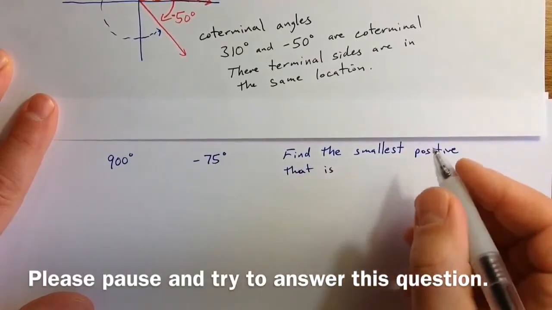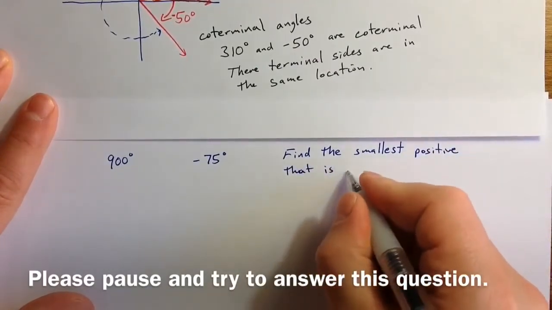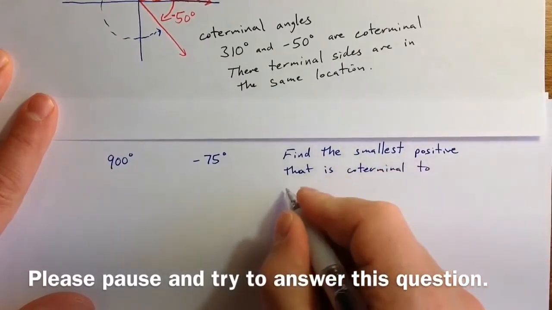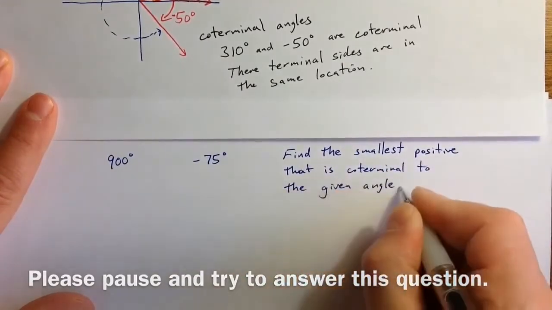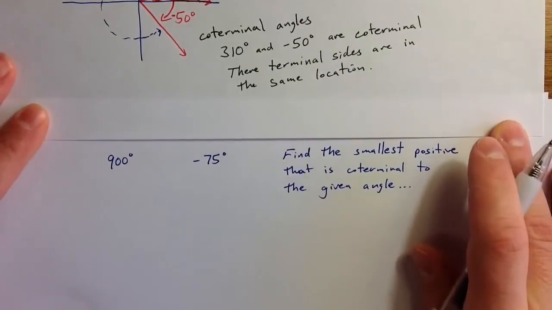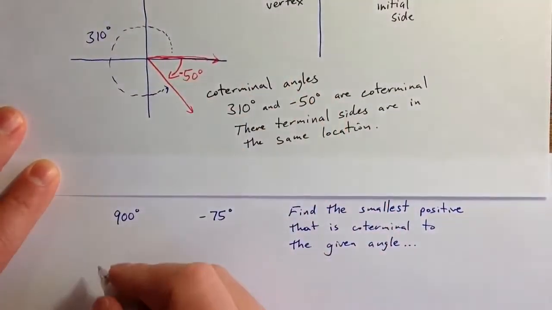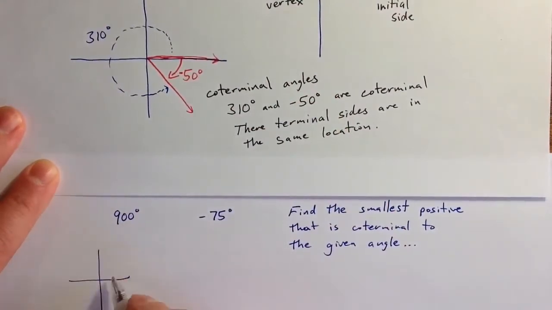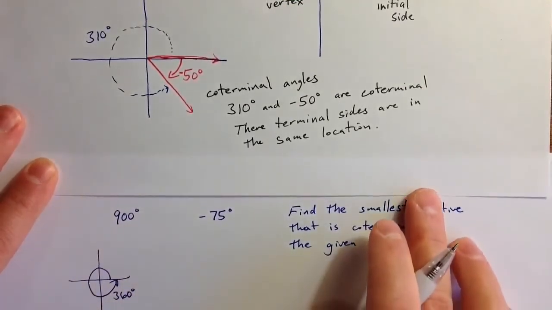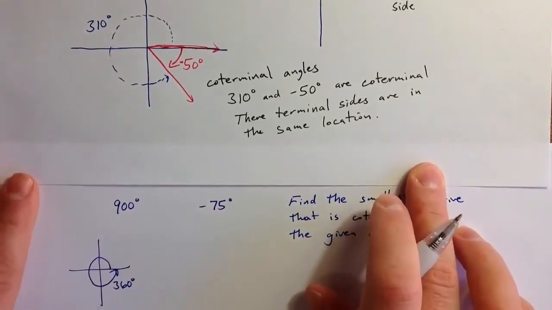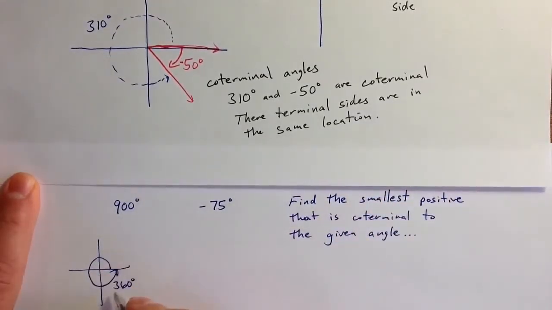So we want to find the smallest positive angle that is coterminal to the given angle. Well, because 360 degrees represents a full rotation, if we add or subtract 360 degrees, we'll get back to the same place. We'll get to a coterminal point. So we can either add or subtract 360 degrees.